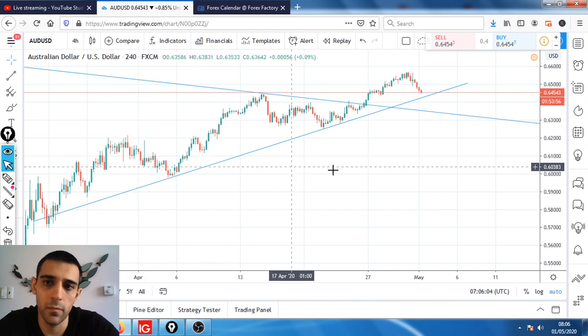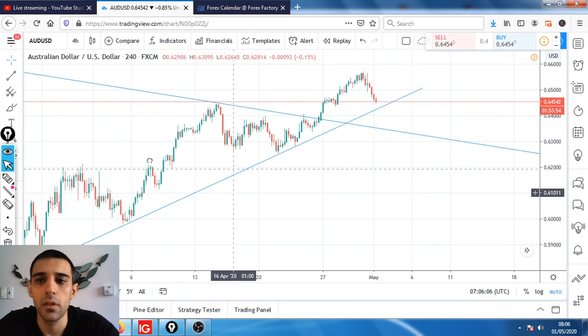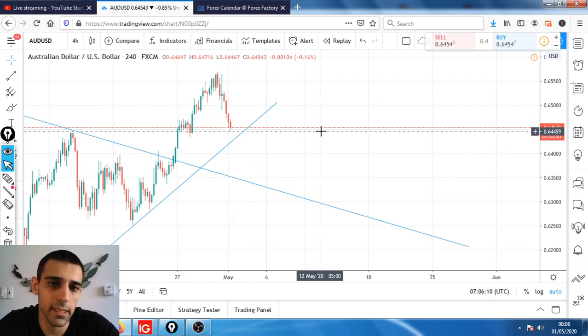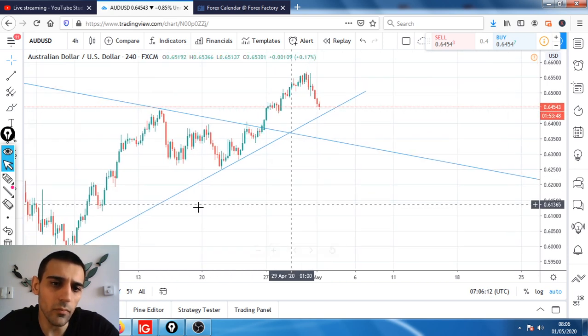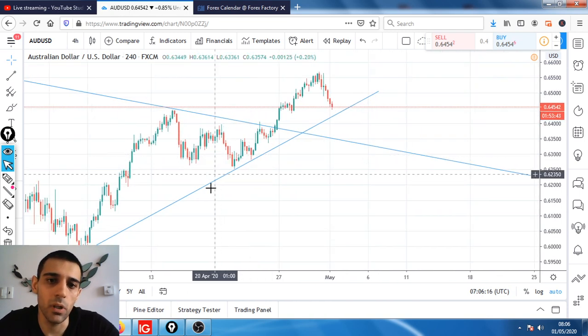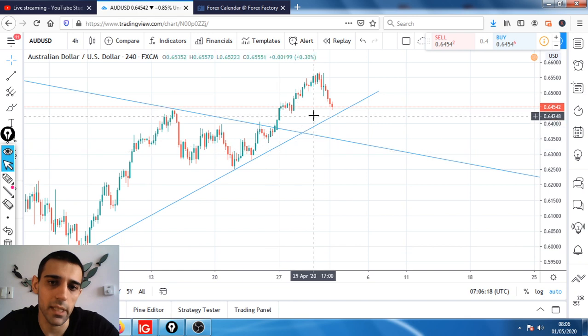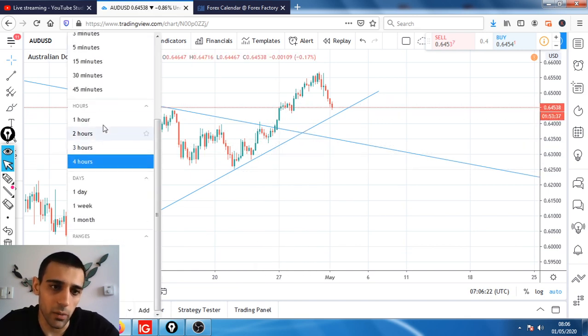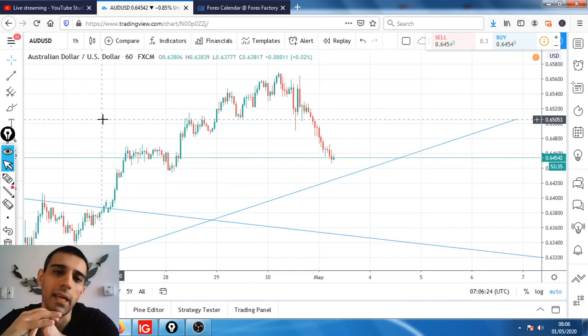Let's go to the 4-hour time frame. I think there's anything new in here. It's going nicely, steadily down. We have this trend line up here in play as well. So on the 4-hour time frame, it's the same as the daily time frame. Let's go to the 1-hour time frame and see in here.